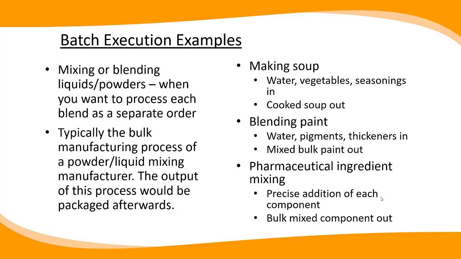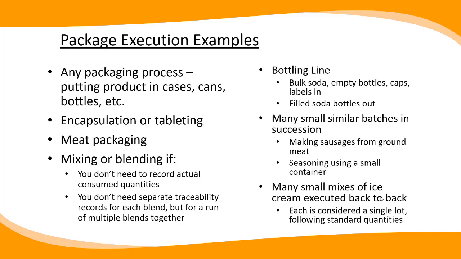Some more concrete examples could include making soup, where water, vegetables, and seasonings go in, and soup comes out. Could be blending paint, where water, pigments, and thickeners go in, and mixed bulk paint comes out. This can also be used in pharmaceuticals, where the precise amounts for each component are put in, and the bulk mixed component is outputted. Now let's discuss package execution examples.